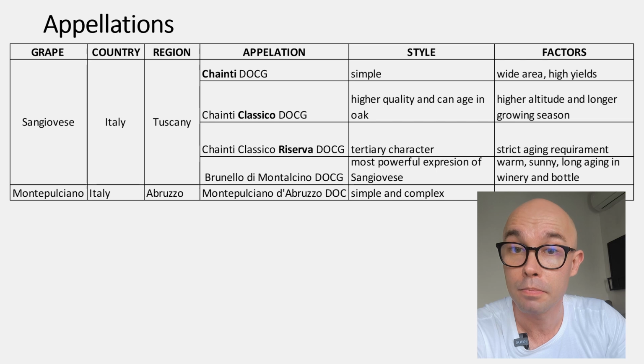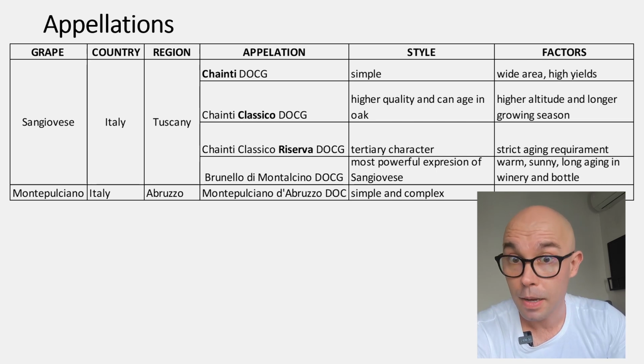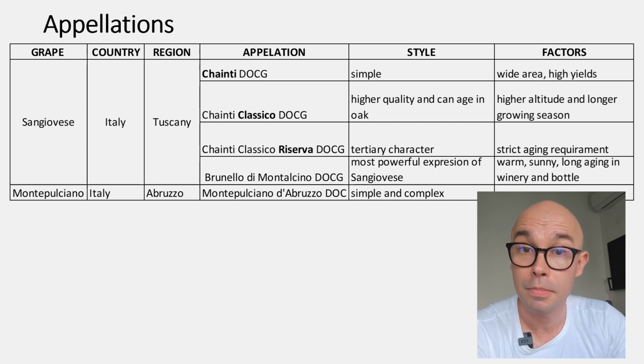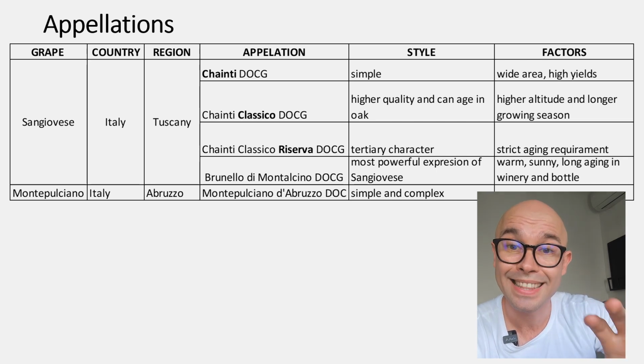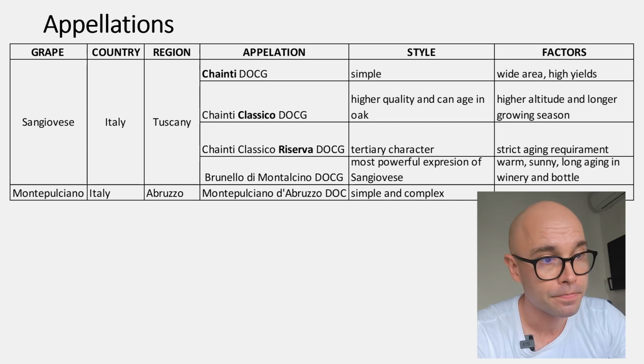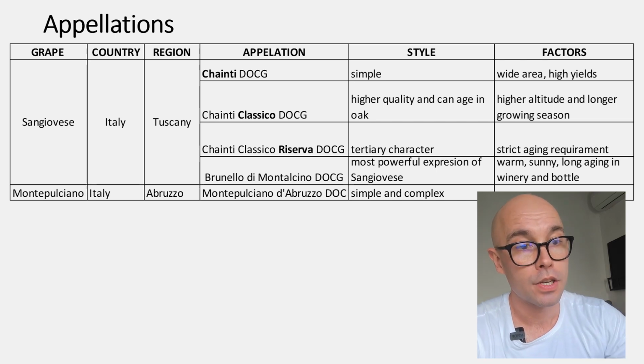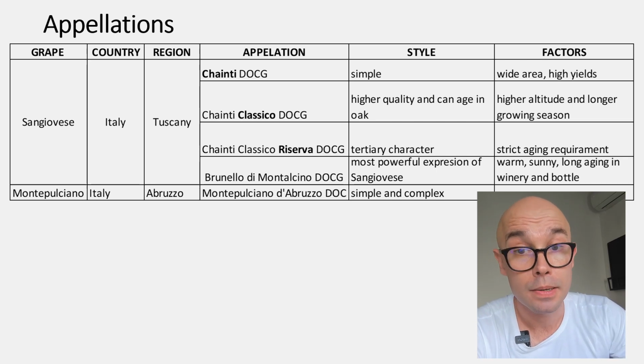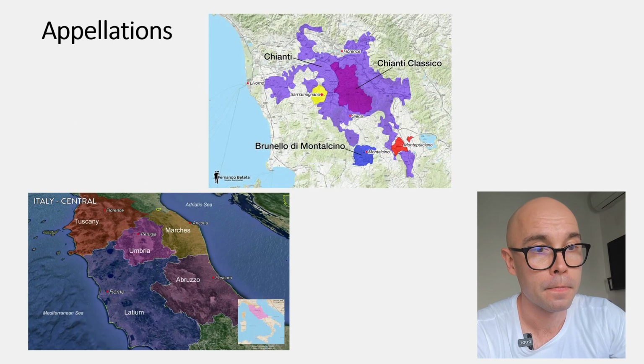On the other hand, you can have, for example, a more specific area where the grapes will be coming from. For example, in Piedmont, there's appellation Barbera d'Alba. It means the name of the appellation is Barbera d'Alba. So the Barbera grapes will come around the town of Alba. Like I mentioned, Montepulciano d'Abruzzo can be simple, can be complex.